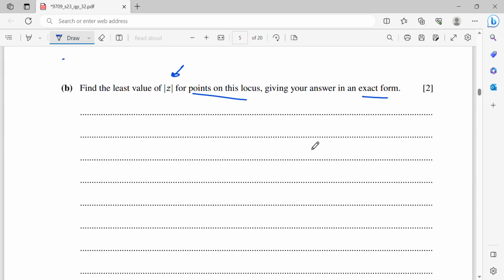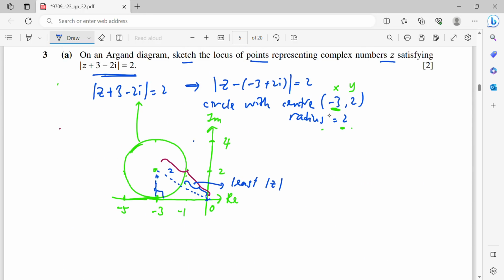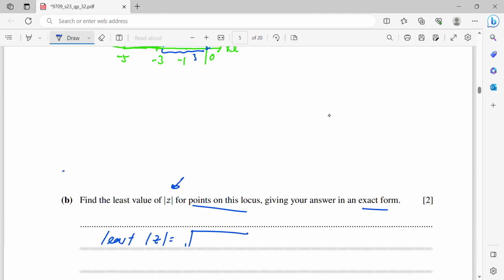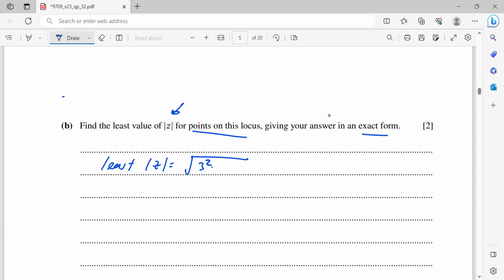Alright, so now I will just write least modulus z is square root of the Pythagoras theorem. Based on the Pythagoras theorem, the hypotenuse is, here is 2 units, and then the horizontal is 3 units. So the hypotenuse will be square root of 3 squared plus 2 squared. Then minus radius. So from here I will get square root 13 minus 2. That is the exact form of the least modulus z.